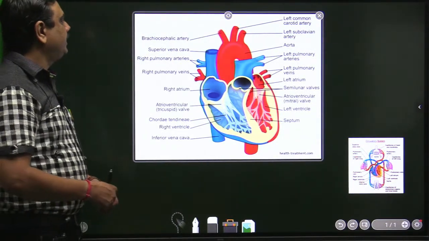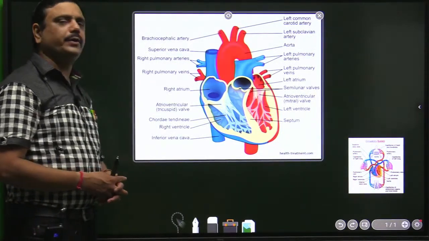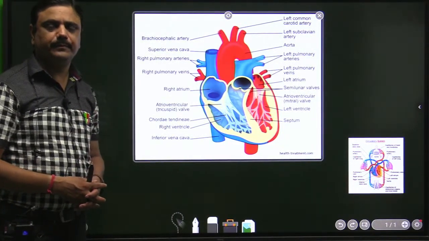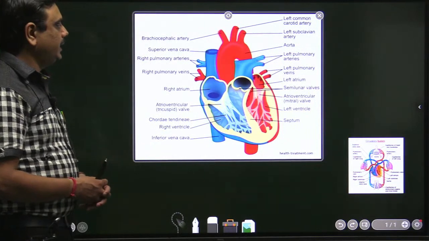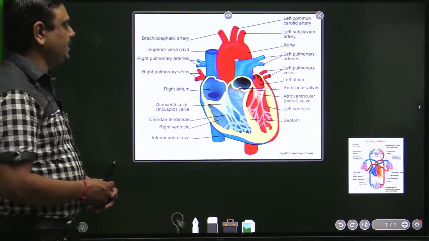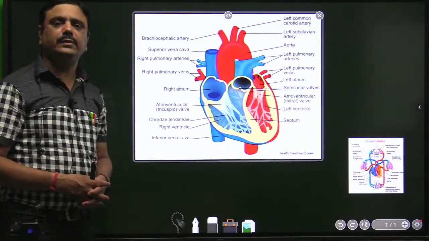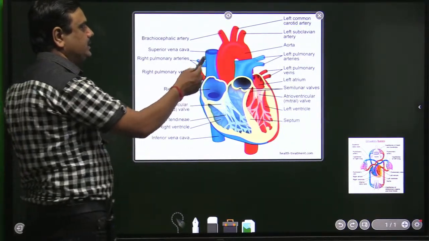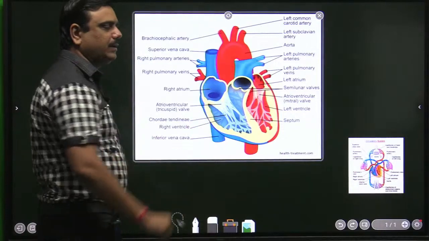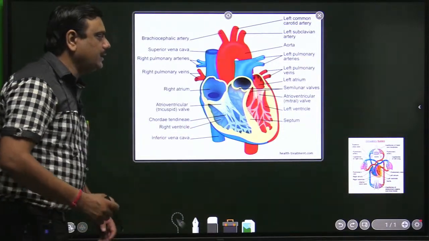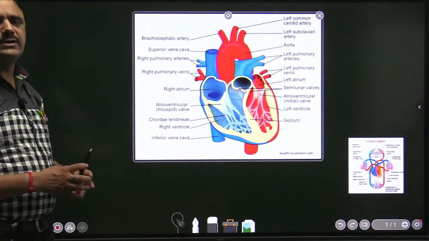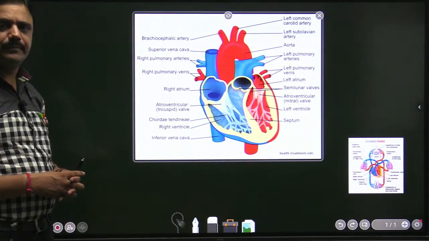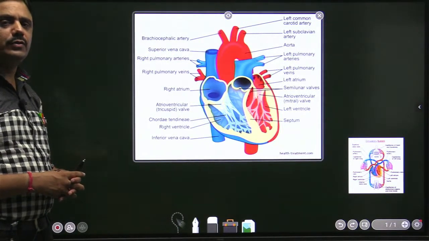Today we will discuss the human circulatory system. In that, first we will discuss the structure of our heart. Our heart has 4 chambers. It is divided into 4 chambers.